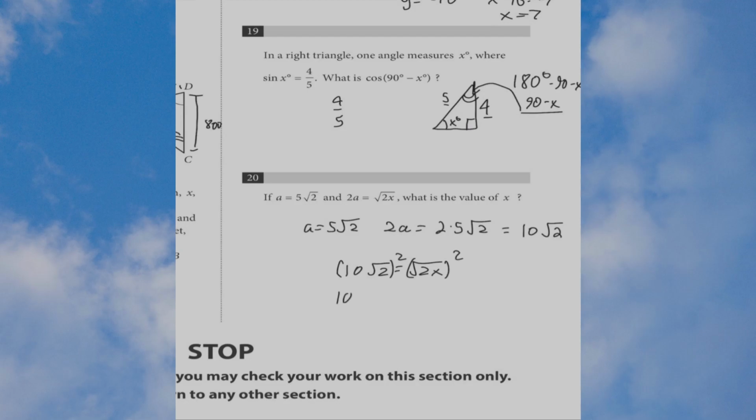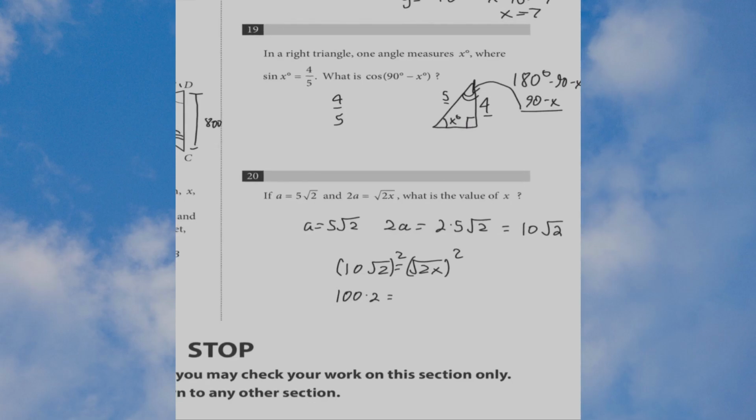And then we have 100 times 2, because when you square this, you have 10 times 10, and then square root of 2 times square root of 2 is equal to 2x. 200 is equal to 2x. X is equal to 100. And we finished the no calculator portion of this exam.